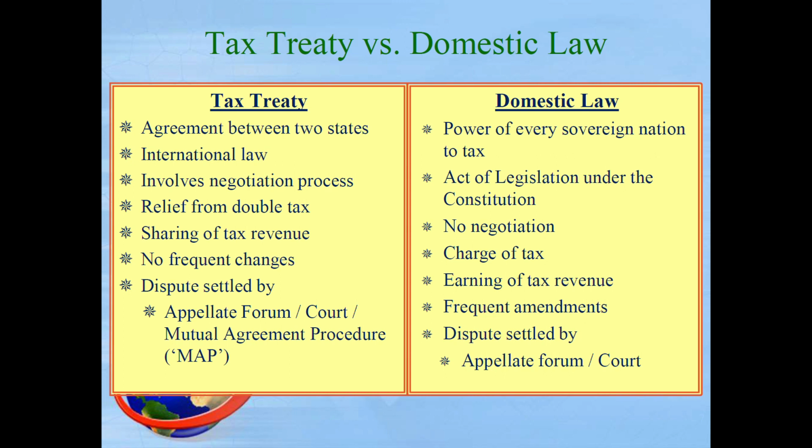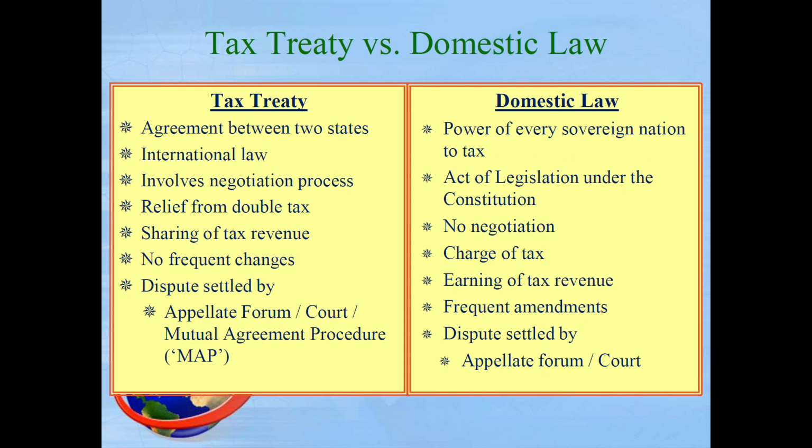So when we see what is the difference between the tax treaty versus the domestic law in every country, a tax treaty is a negotiation between two states. Wherever "state" is mentioned here, it means a country. Whereas domestic law is the power of every sovereign nation to tax. So it is a decision of the independent nation. Two countries are not involved. Only one country's intention is involved, whereas in a tax treaty, the intention of two countries is involved.